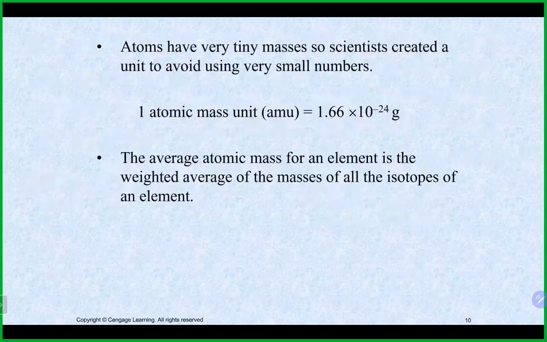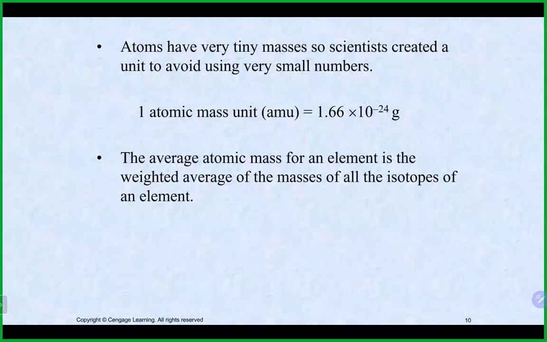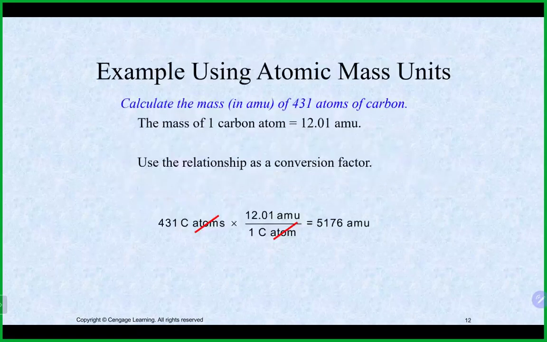Okay. All right. So what is the relationship between an atomic mass unit and grams? That is the relationship there. I don't know how often you'll actually use that conversion, to be truthfully honest with you, but in case you need it, there it is right there. 1 AMU is 1.66 times 10 to the minus 24 grams. And one of the ways we can use atomic mass from the periodic table is to figure out, in AMU, the mass of so many atoms.